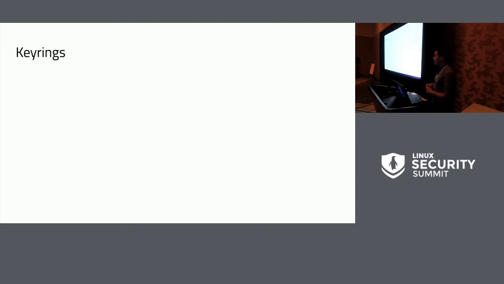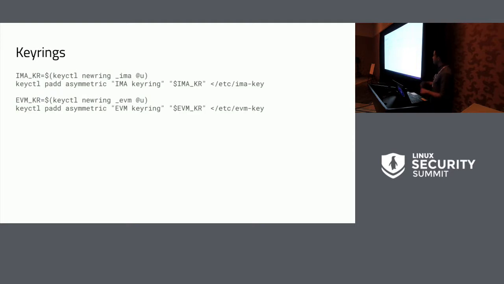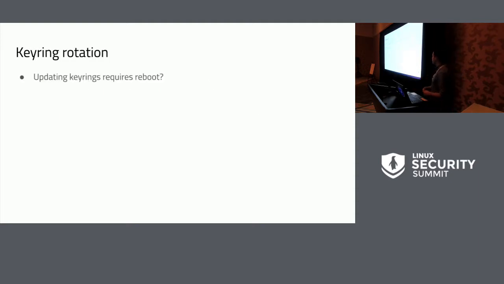Keyrings are another fun part of dealing with IMA. There was a great talk about keyring restrictions. The TLDR is that IMA can either use compiled-in keyrings for the .ima or .evm, but we choose to use user-managed keyrings, _ima and _evm. That's how you would set this up. That's more for notes than anything. But essentially, you just go ahead and create this in the initramfs and load your keys.